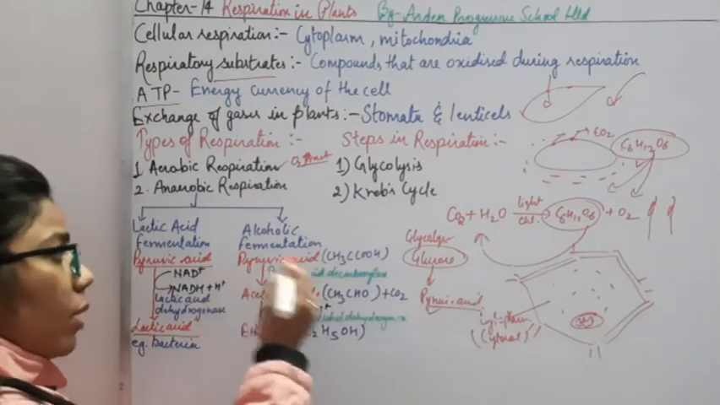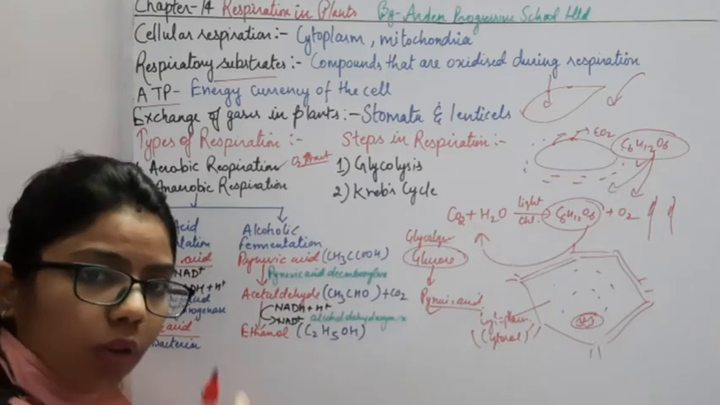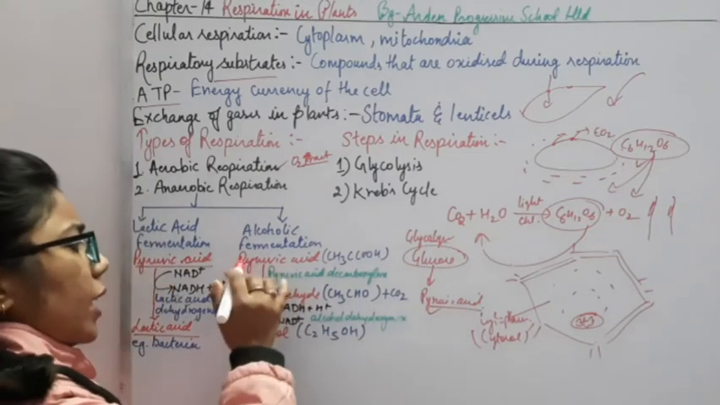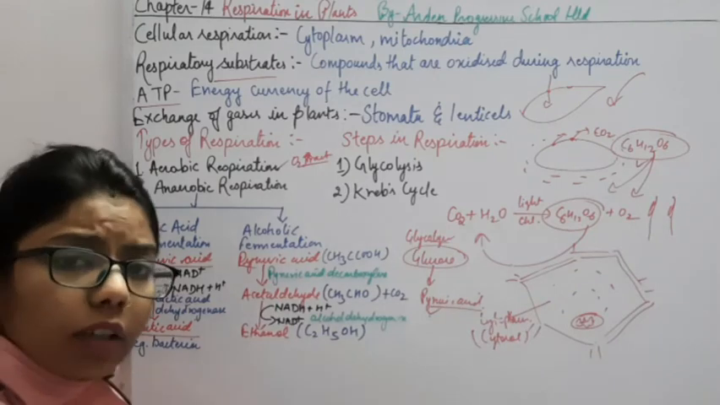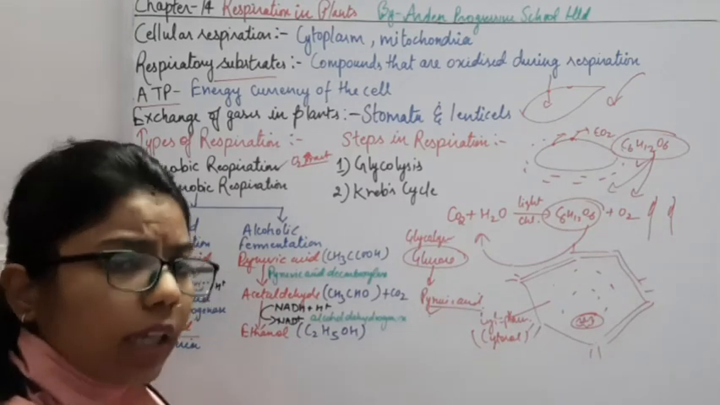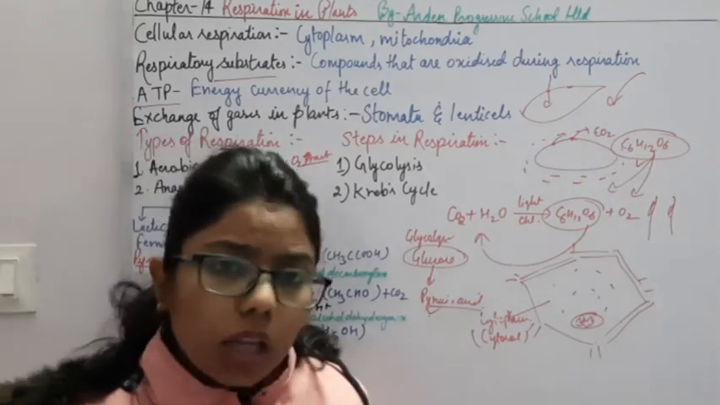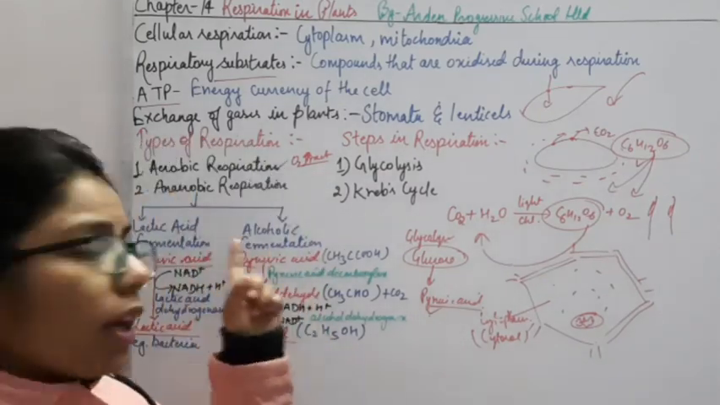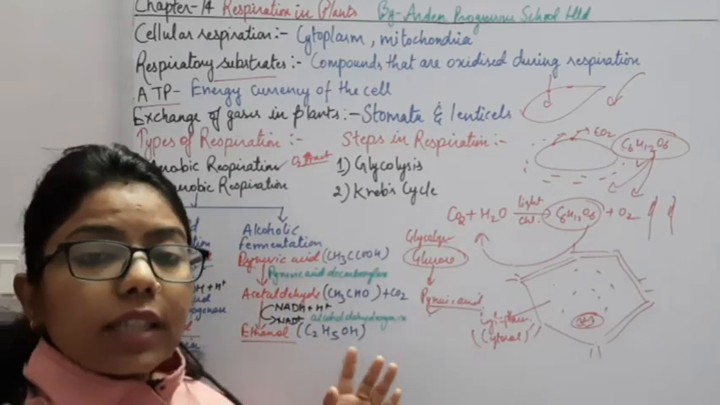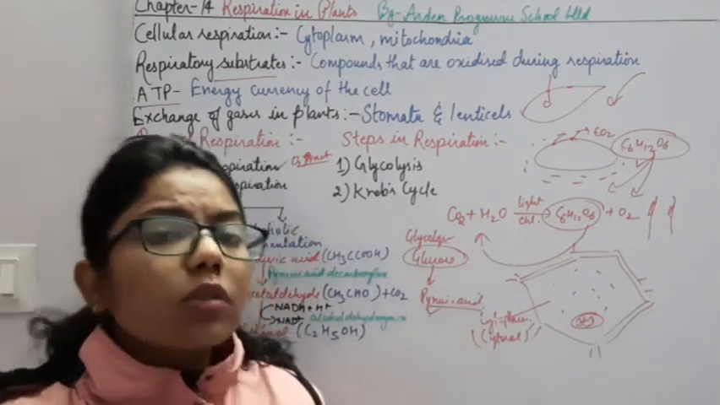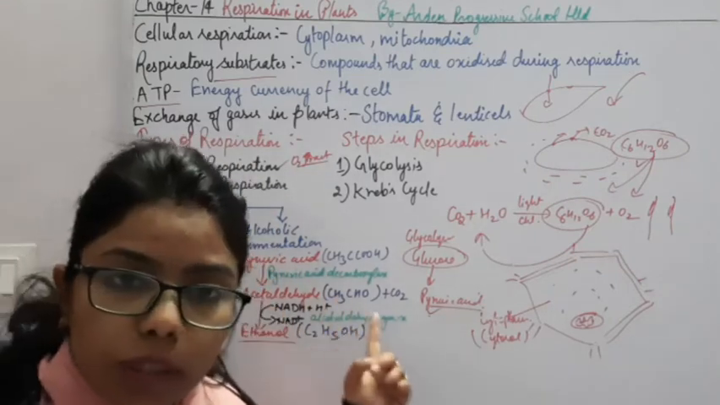If I talk about alcoholic fermentation, as I have said, glycolysis is common for all respiration. So we again get pyruvic acid here also, and this pyruvic acid will undergo two steps. Then we will get ethanol, and what is ethanol? It is alcohol. That's why we call it alcoholic fermentation. This type of fermentation you can see in examples like yeast. For wine making, what are they using? They are using alcoholic fermentation, right?